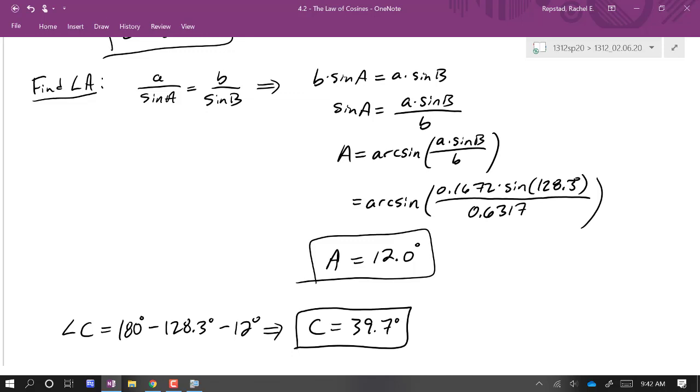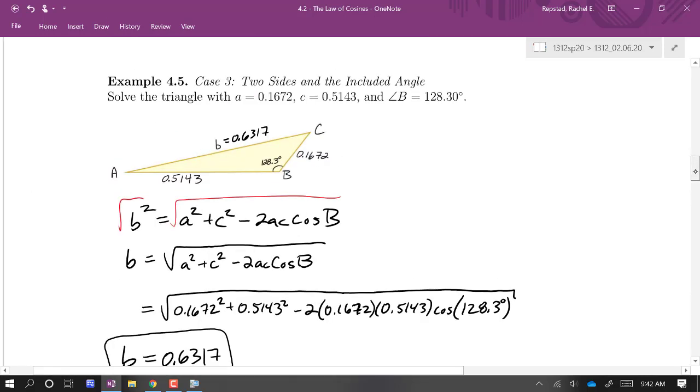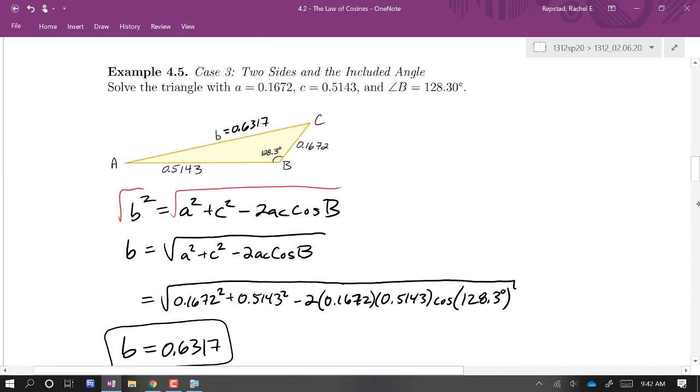We do have one built-in check, not like an accuracy check, but a does-this-make-sense check. We just always remember that the longest side is opposite the biggest angle, and that in fact was the case in this triangle. Questions before we do another one?